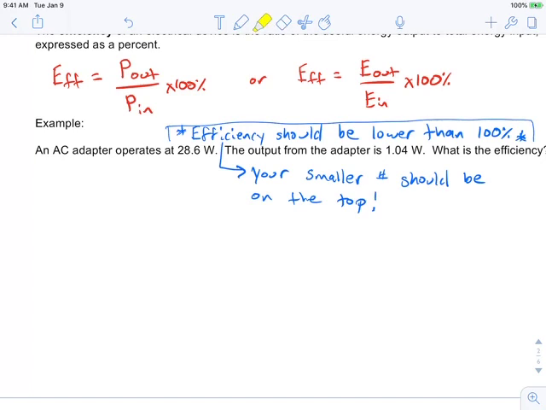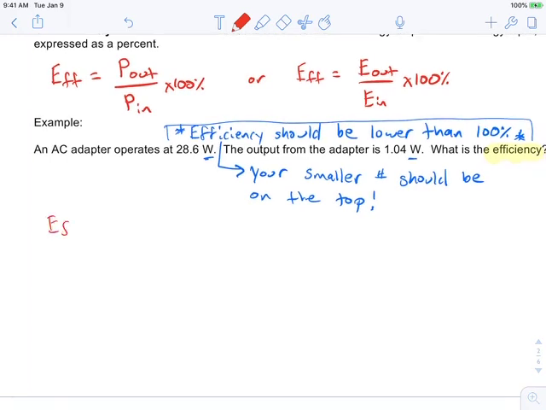Okay, so let's take a look at this question that we're given here. It says an AC adapter operates at 28.6 and the output is 1.04. What is our efficiency? As soon as you see that word efficiency, we know we're going to have to use one of our efficiency formulas. Now the question is, which one do we use? Well, we're given everything in watts, which means we're going to use our efficiency with our power. So we're going to use efficiency equals P out over P in times 100%. We just need to figure out what our P out and our P in are.